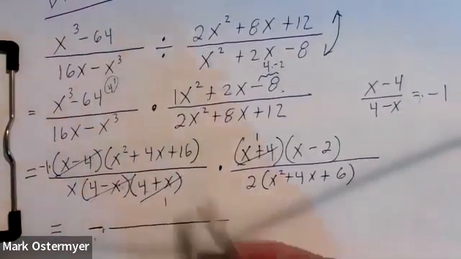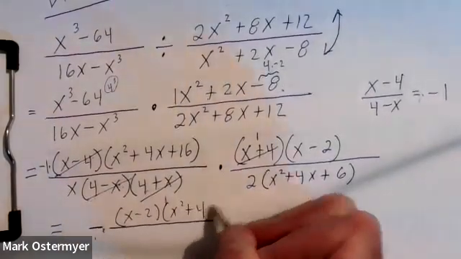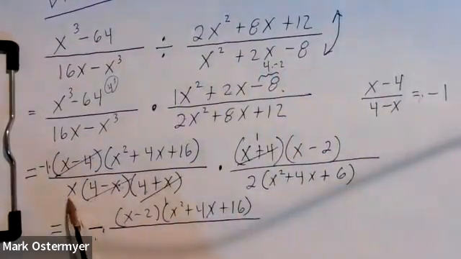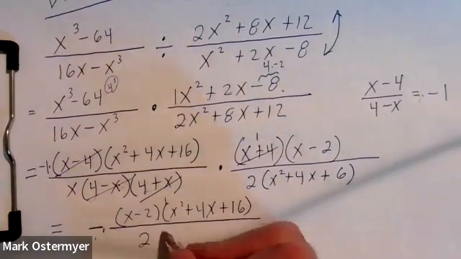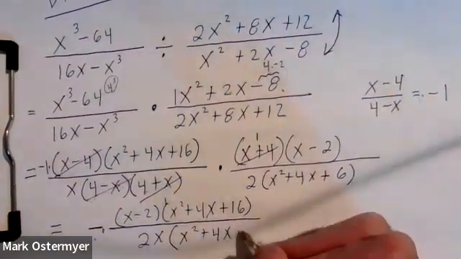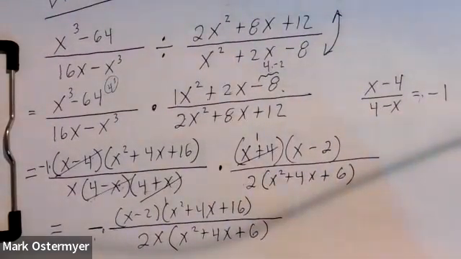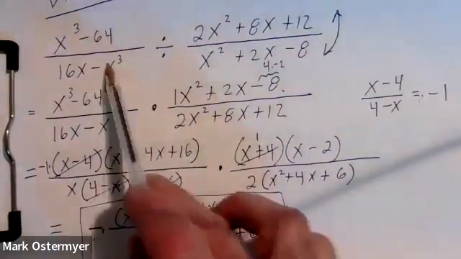All right, and in the numerator, we have what? X minus 2 times x squared plus 4x plus 16. And in our denominator, what we have left is just, we got this x here. Don't lose that. And we got a 2 and we got the trinomial. So we're going to have 2x times our trinomial of x squared plus 4x plus 6. And that would be it. You cannot do anything else. That is it. You cannot reduce anything else. So that is your final simplified quotient of having divided these rational expressions.